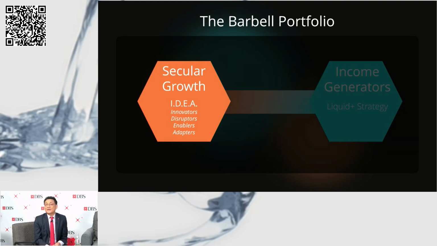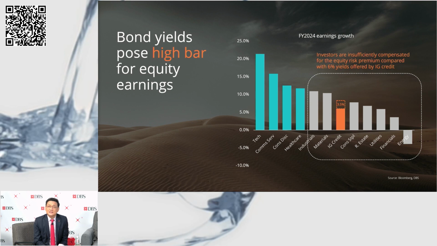Let me elaborate on the growth end of the portfolio construct. Today, the bar for earnings growth is really not low. Investment-grade bonds are yielding 6% today. And if we were to attach a historical risk premium of 3% to equities, it means equity earnings growth must be in excess of 9% before it becomes more attractive compared to bonds. Looking across all sectors of the market today, it appears most do not clear this 9% bar.